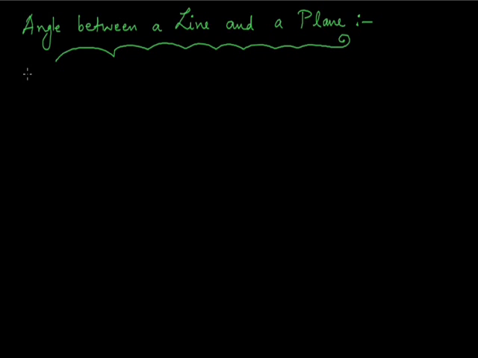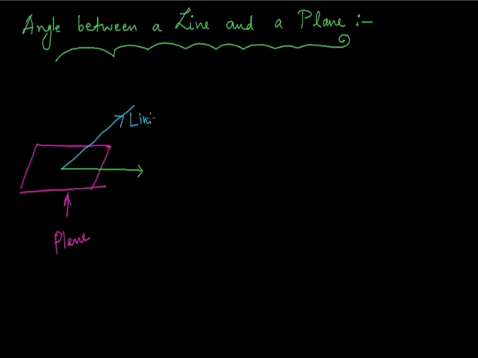For that purpose, you need to know the concept. Suppose this is the plane. This is a vector which lies in the plane. Suppose this is the line. This is the line whose angle from the plane is to be calculated. Now suppose this is the normal vector to the plane.